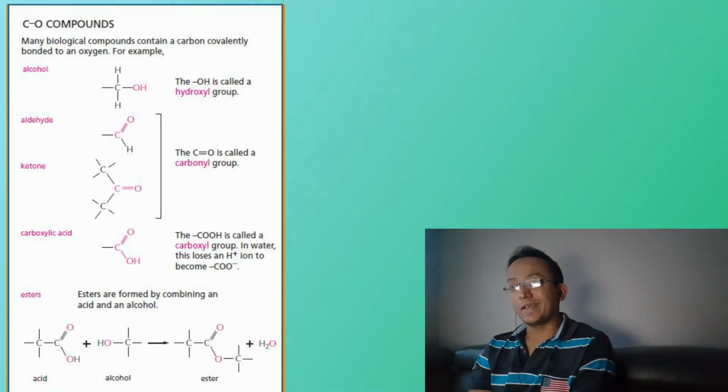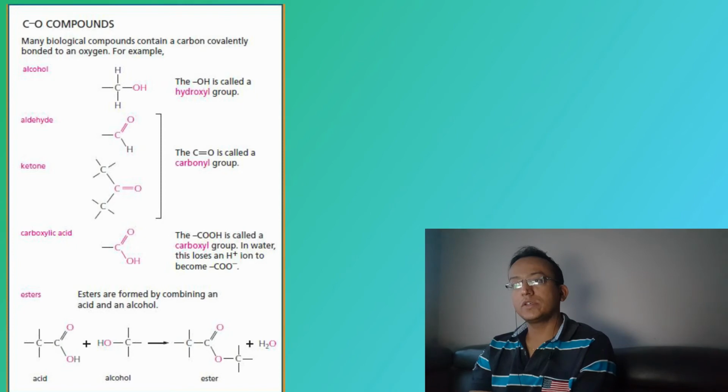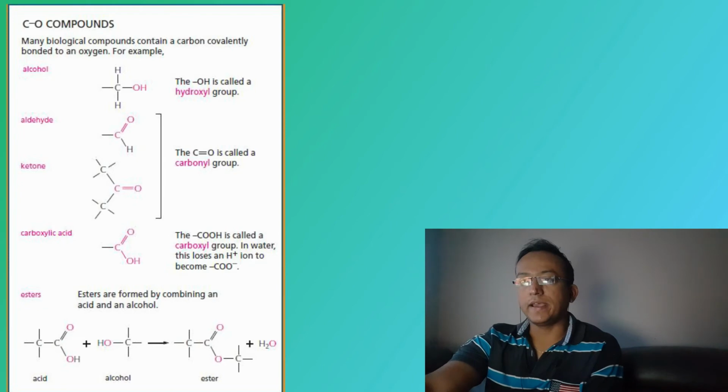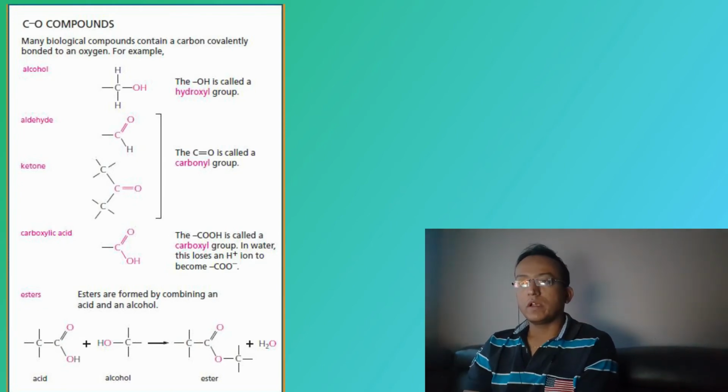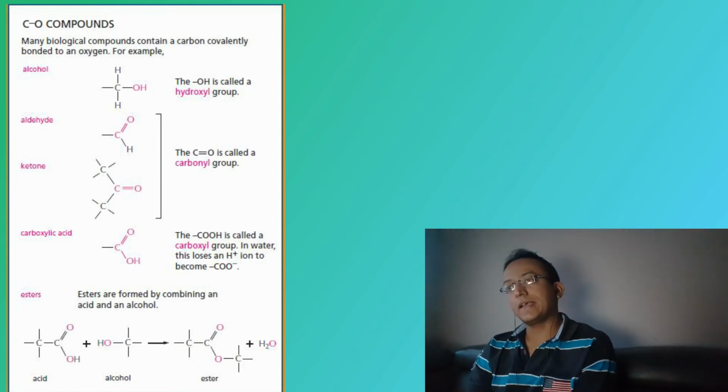That is carboxylic acid. In this, the COOH is called a carboxylic group. In water, this loses a hydrogen H plus ion to become COO minus. All right, and then esters are formed by combining an acid and an alcohol. Here you can see this is a carboxylic acid, then plus HO, that is an alcohol, and they combine together to form an ester.